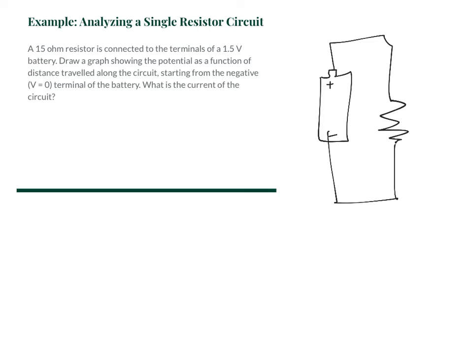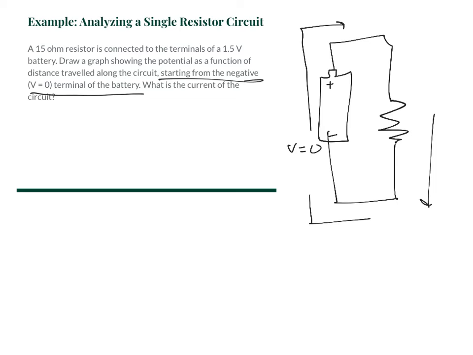And what the question asks us to do is, starting from the negative terminal, where we're going to put V equals 0, if we move around the circuit, what the potential looks like. We're going to graph that. Let me fill in my values here. This is 15 ohms, and this is 1.5 volts.